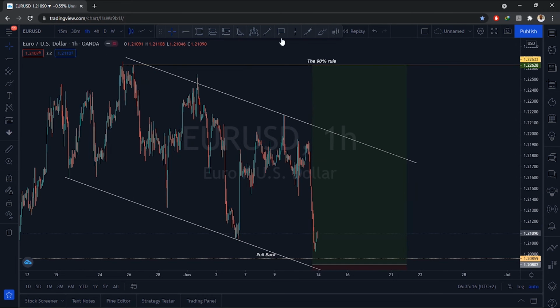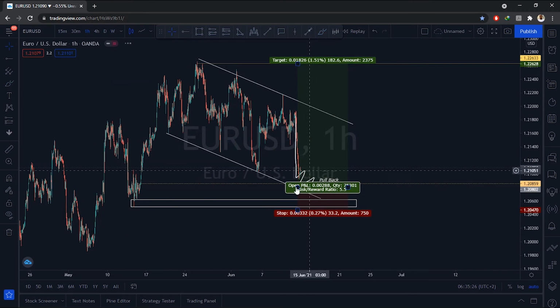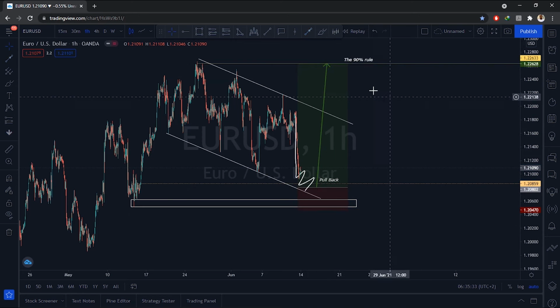Now, what are we anticipating? We're anticipating that since EURUSD has made the impulse here, it's going to make the correction like that. And then with that correction, it's going to safely trigger us and then push to the upside up until it reaches that area there.